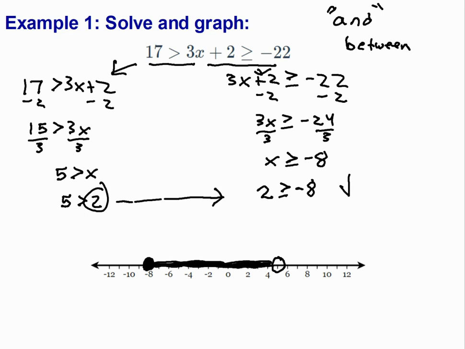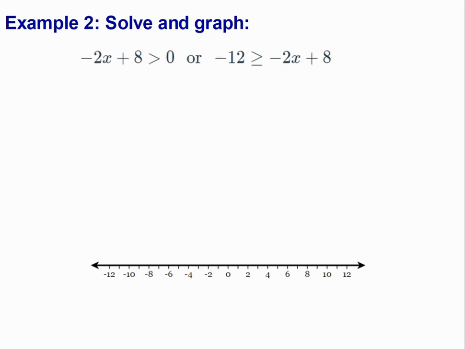Okay, so next up, example 2, solve and graph. So this is an OR inequality. It says it right here. And for an OR inequality, I know when I graph, I'm going to be shading outside. Now, OR inequalities are already separated into two separate inequalities for me. That's pretty sweet. So I'm going to go ahead and solve these each separately. So I've got negative 2x plus 8 is greater than 0, and negative 12 is greater than or equal to negative 2x plus 8. Notice my variable side is the same on both of them.